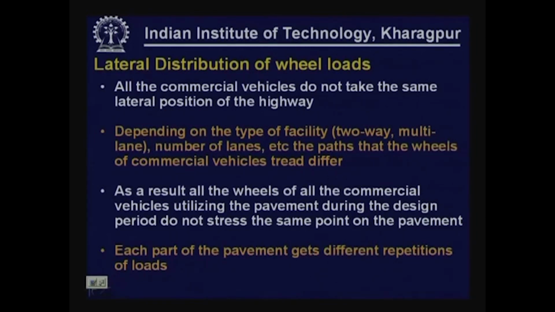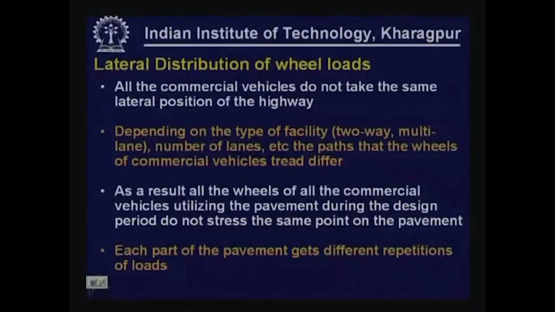So, a particular portion of the pavement carries only a certain portion of all the wheel loads. We have to identify which is the critical portion of the pavement that carries the maximum percentage of wheel loads. If you know the total commercial vehicles, we have to take only a certain percentage of them as the design traffic, and we also identify which portion is more critical.